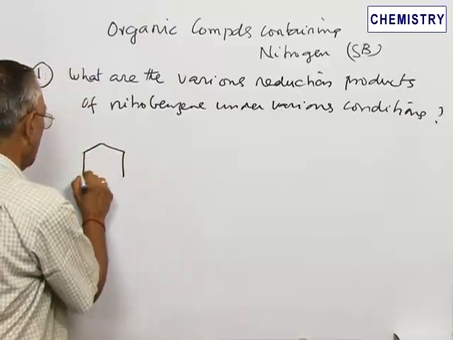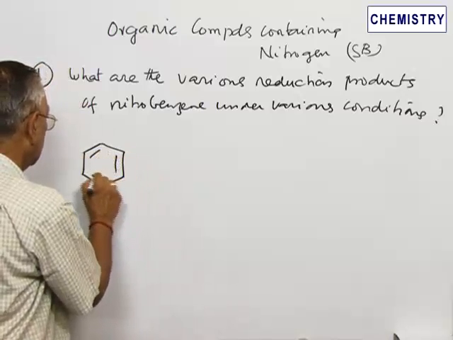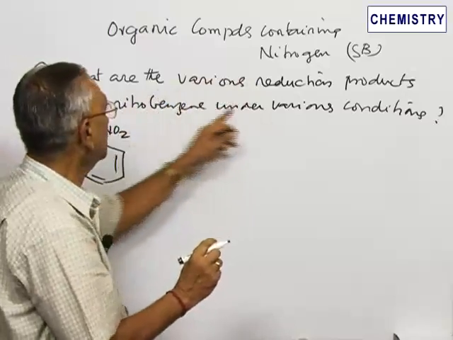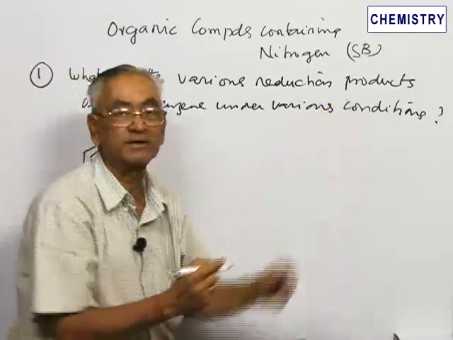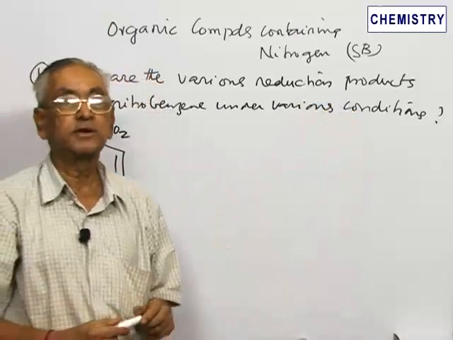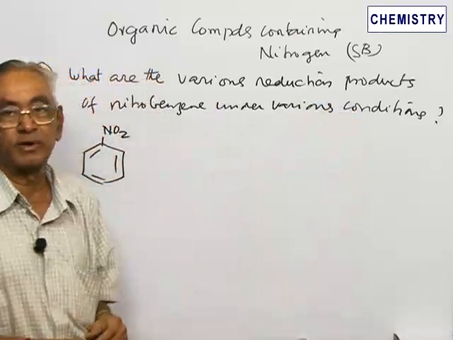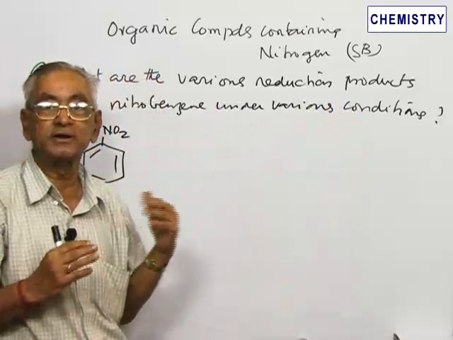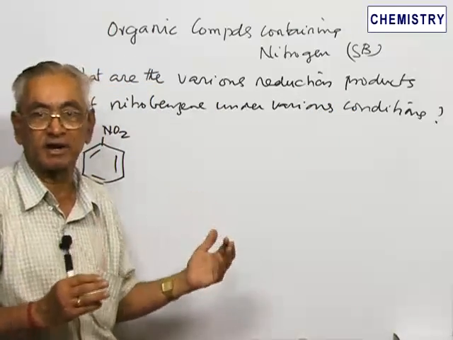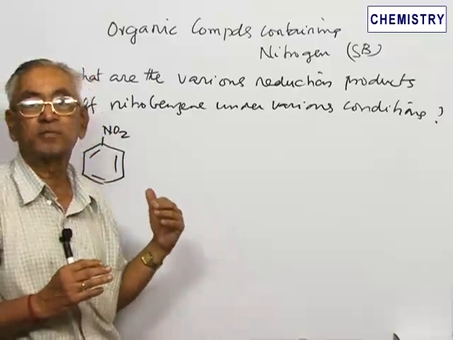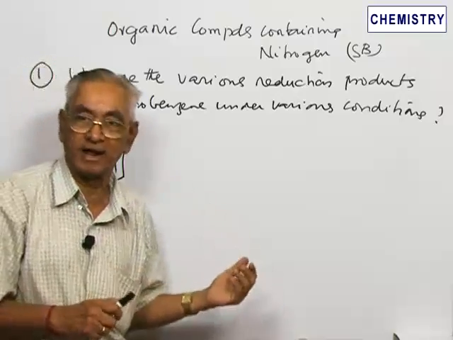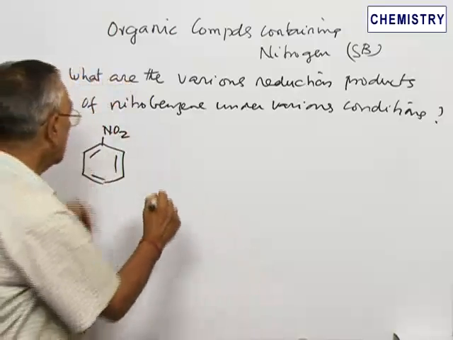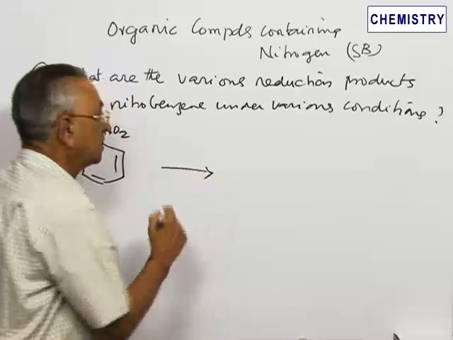nitrobenzene. The question asked is, what are the various reduction products of nitrobenzene under various reduction conditions? The first thing to be conveyed by this question is that, depending upon the reduction conditions employed, different types of reduction products can be obtained. First one is reduction of nitrobenzene in acid medium.